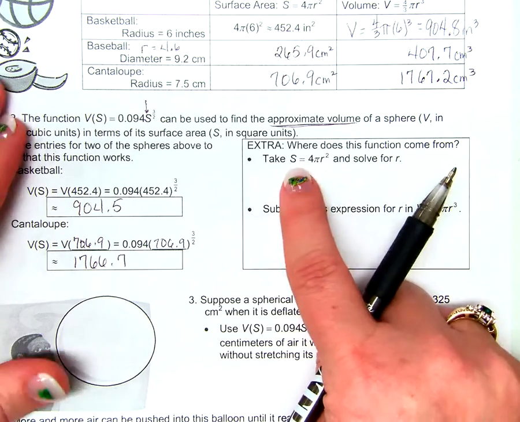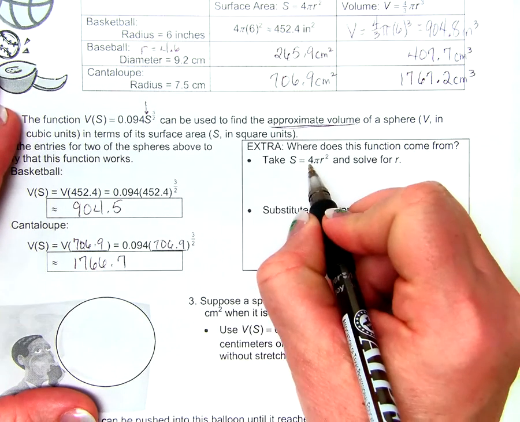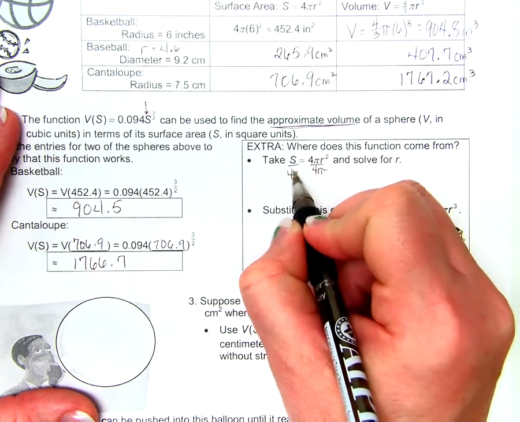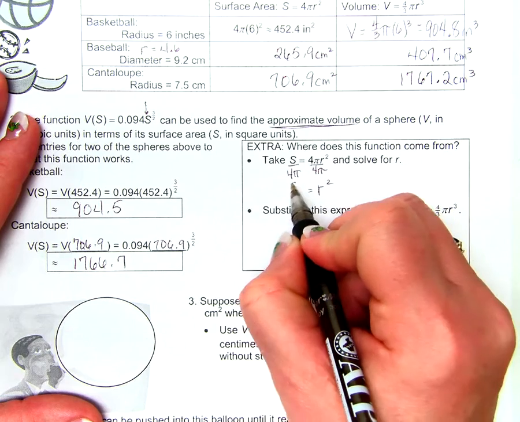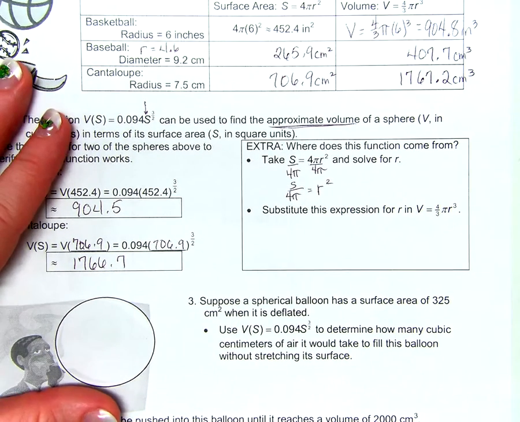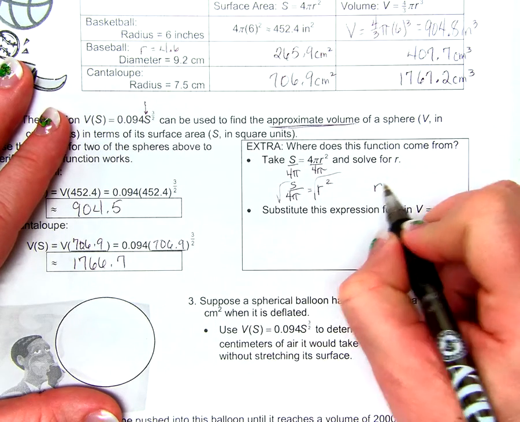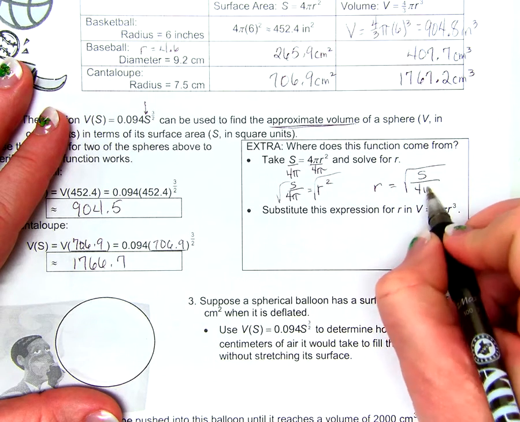If we take the surface area and solve for r, that means we're going to have to divide both sides by 4 pi. So r squared is s over 4 pi. To solve for r, we take the square root now, correct? So we actually get r equals the square root of s over 4 pi.